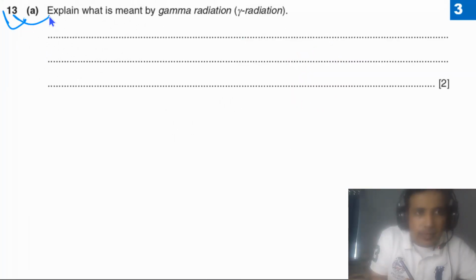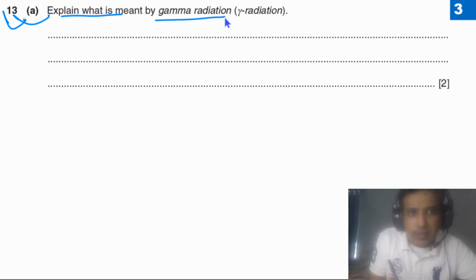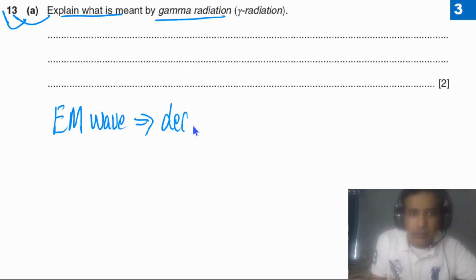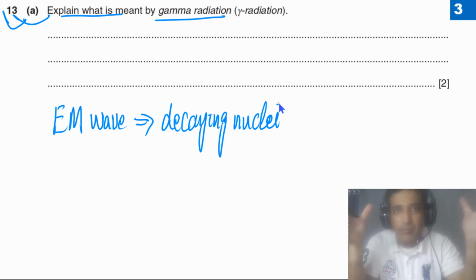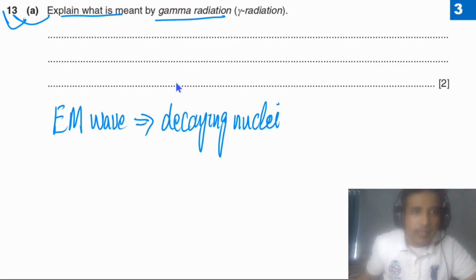Question 13, part A says, explain what is meant by gamma radiation. Gamma radiation is simply an electromagnetic wave emitted by decaying nuclei. When unstable nuclei become stable nuclei, they emit alpha, beta, and gamma radiations. And gamma radiation is one type of nuclear radiation that is emitted during radioactive decay.